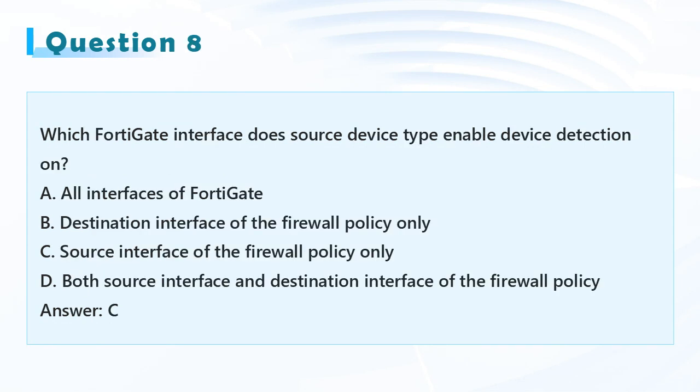Question 8. Which FortiGate interface does source device type enable device detection on? A. All interfaces of FortiGate. B. Destination interface of the firewall policy only. C. Source interface of the firewall policy only. D. Both source interface and destination interface of the firewall policy. Answer: C.